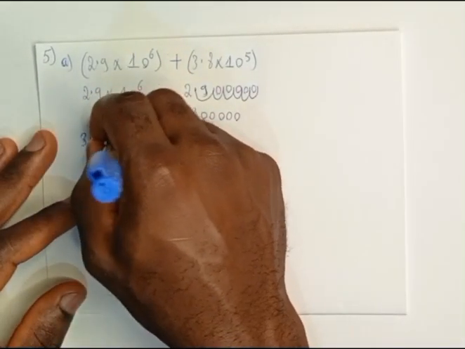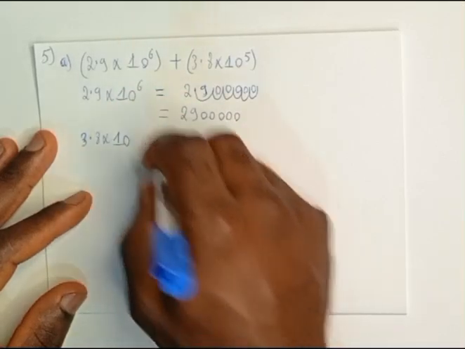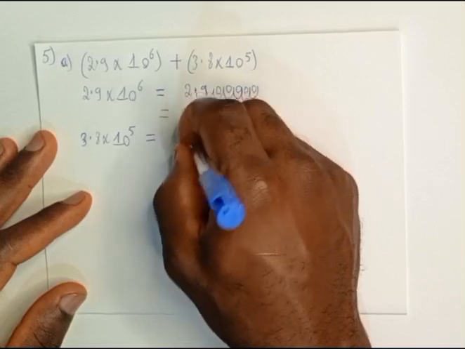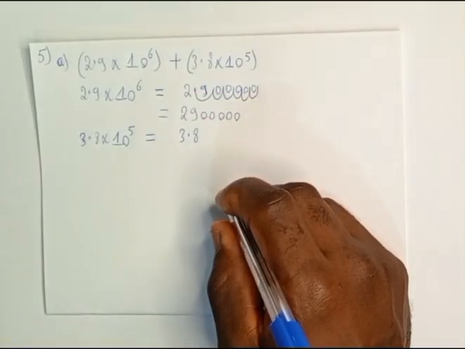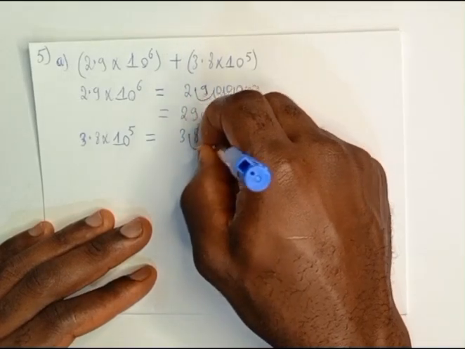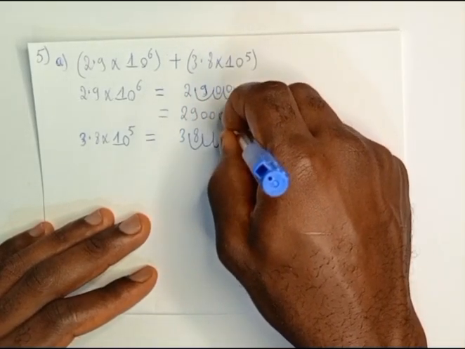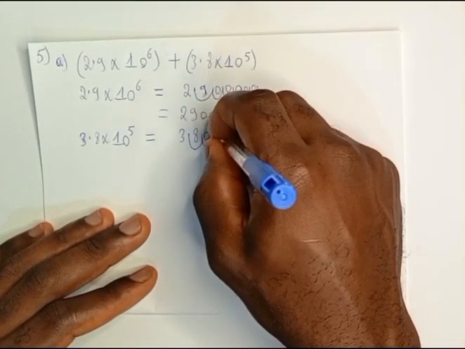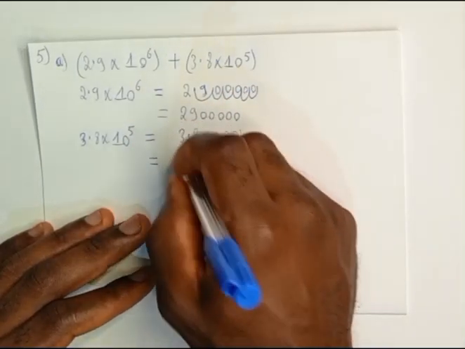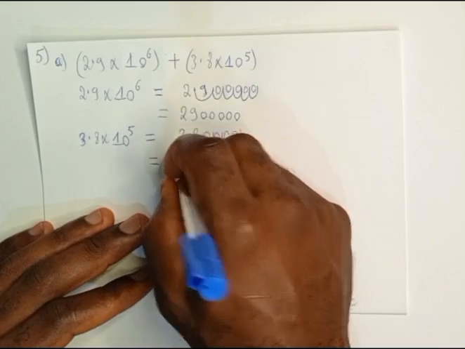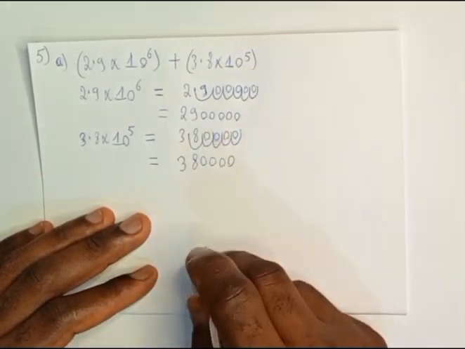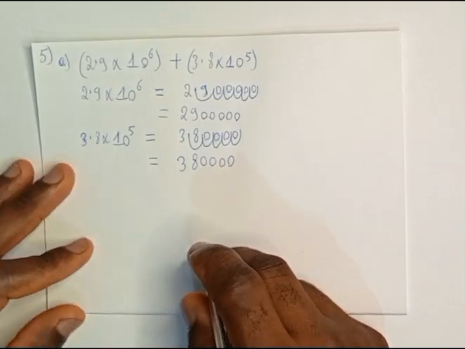For the second number, we have 3.8 times 10 to the power 5. This will simply be equal to 3.8. Then we take the decimal point 5 places to the right. 1, 2, 3, 4, 5. We fill the gaps with zeros. And this will be equal to 380,000.